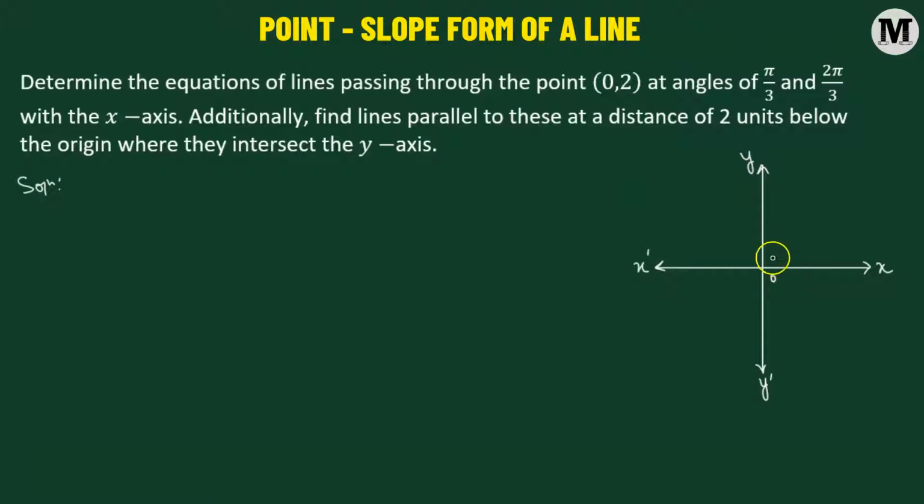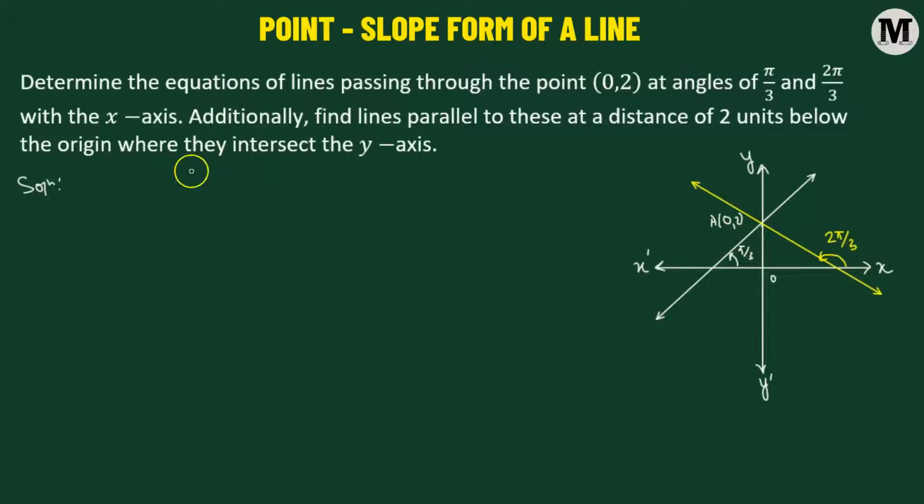So here we have the coordinate axis. Let's consider a point A on the y-axis with the coordinates (0, 2). We have one line which is going to pass through this particular point A, and it makes an angle pi over 3 with the x-axis. Then we have another line which also passes through the same point A, but this time it makes an angle of 2 pi over 3 with the x-axis. So we will try to find out the equation of the two lines first.